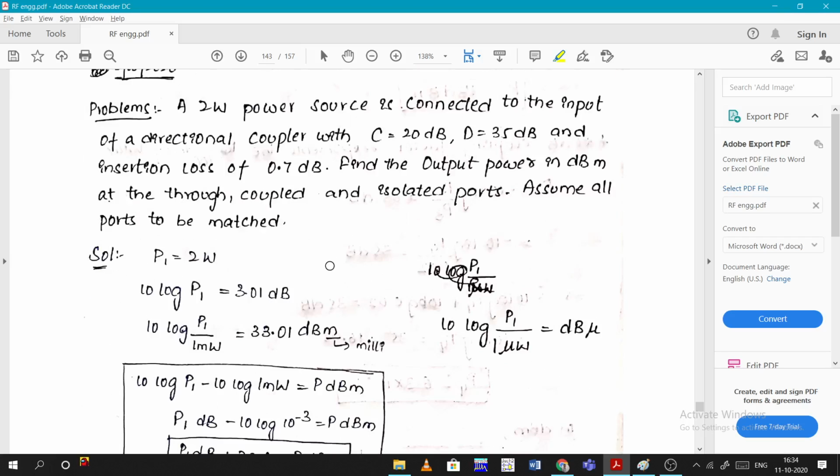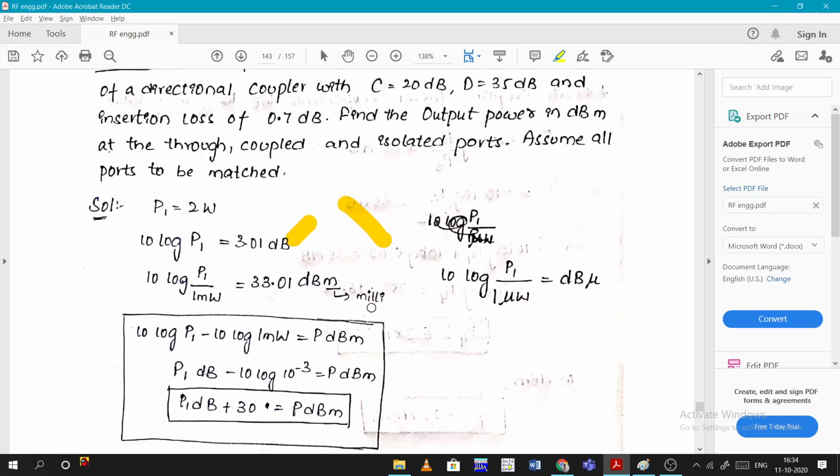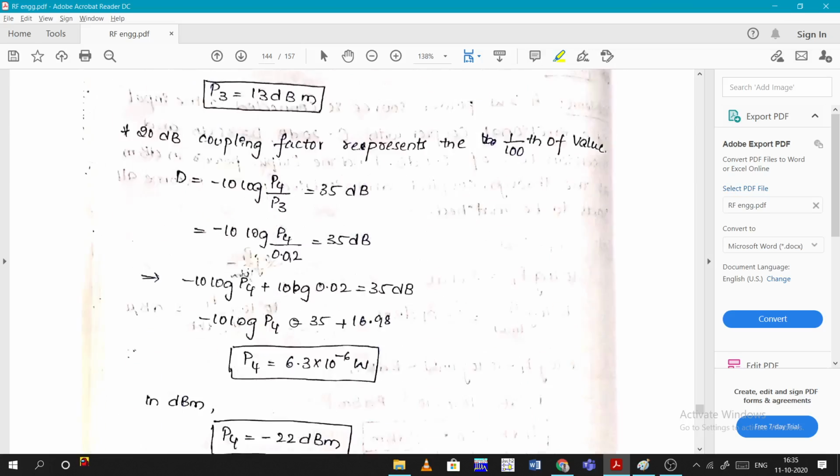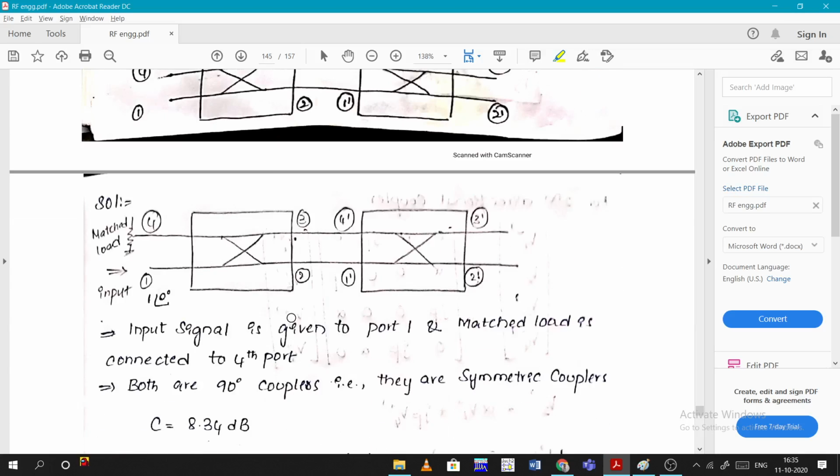Now coming to the problem, if they ask for the normal substitution, there is not that much depth, but only one thing you need to remember: if you want to convert from dB to milli dB, we just need to add plus 30 to it. If you want to convert it into micro dB, then we need to add plus 60 to the value. For example, if this is 3.01 dB and I want to convert it to milli, it will be 33.01 dB. If I want to convert it to micro, it will be 63.01 dB, like that. So insertion loss, they have given that, and it is just expansion and solving normal numerical problems, the same.